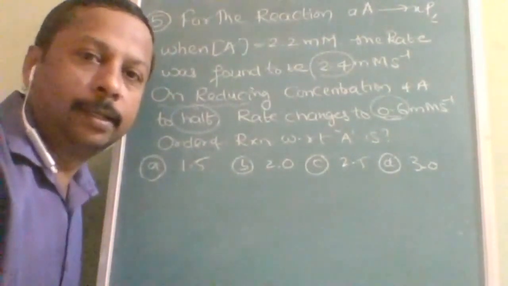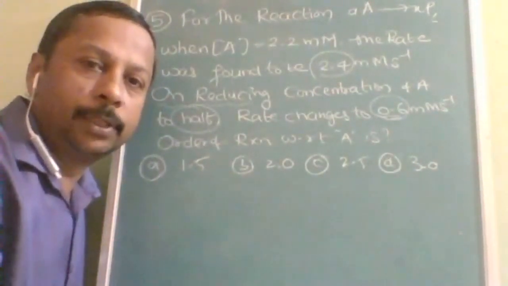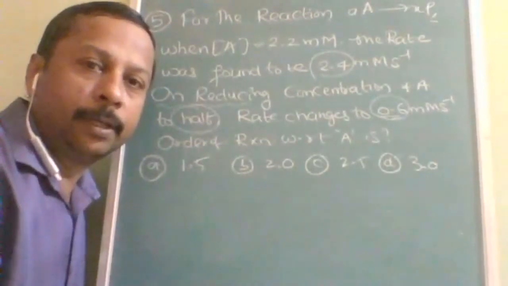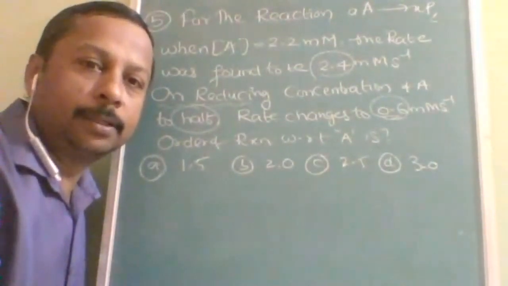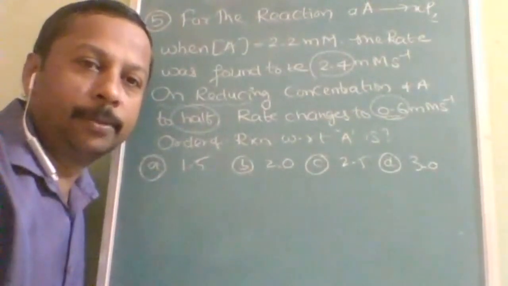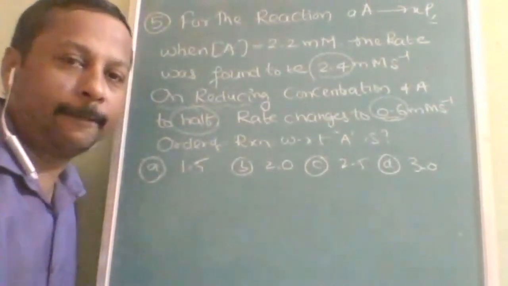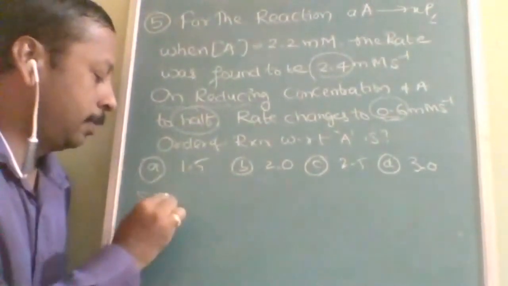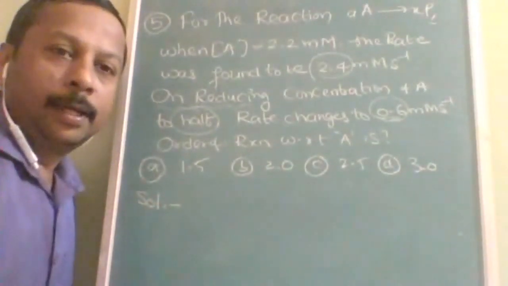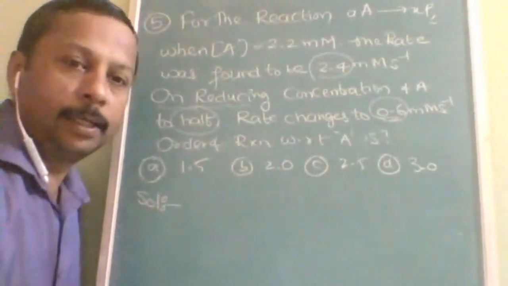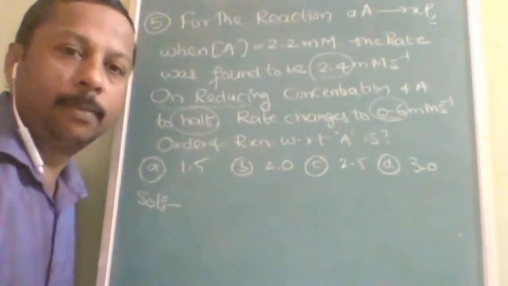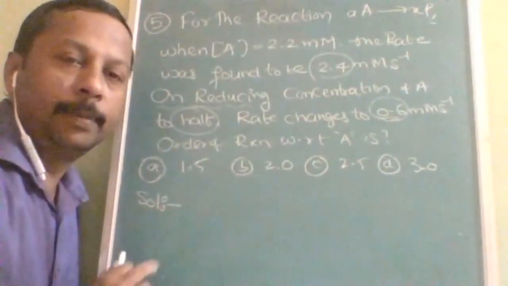When concentration is changed from 2.4 to 0.6, sorry, rate of reaction changes from 2.4 to 0.6 on changing the concentration to half. Try, and options are also given. This type of question you might not have attended earlier, that's why this problem may arise. So I am explaining this.